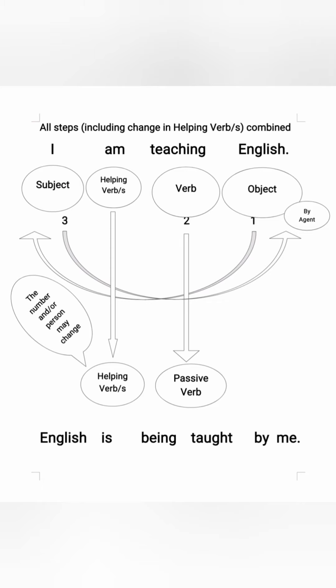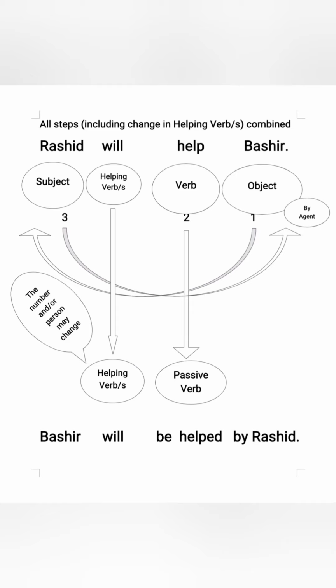One more example. Active sentence, Rashid will help Bashir. Rashid is the subject, will is the helping verb, help is the main verb, Bashir is the object. When changing to passive, Bashir will become subject, will moves into the passive as will because it does not have any number or person distinction. Help is the infinitive form and the corresponding form of be is be itself. Bashir will be, then the third form of this main verb help is helped. Bashir will be helped. Rashid will become object by agent. Bashir will be helped by Rashid.